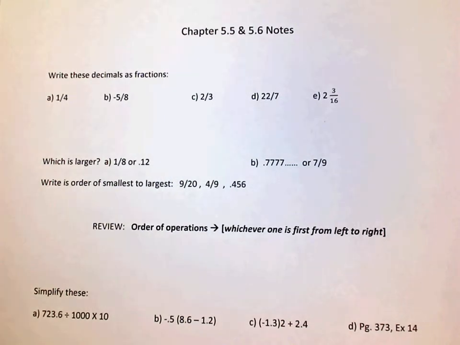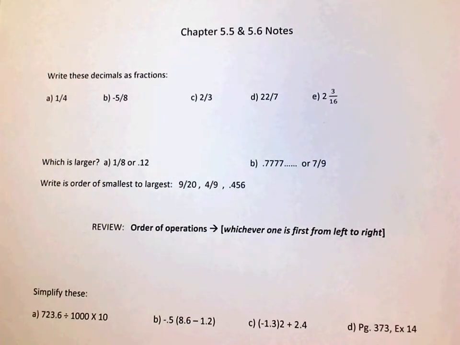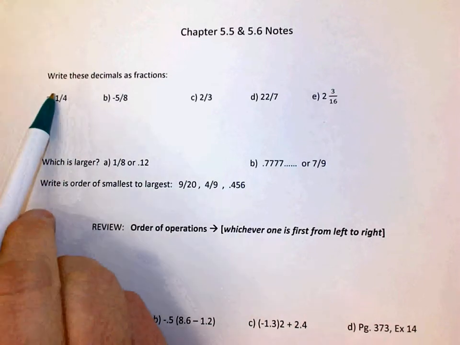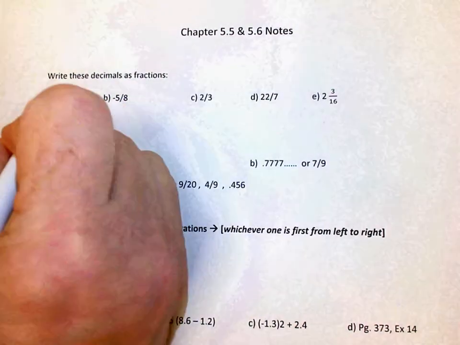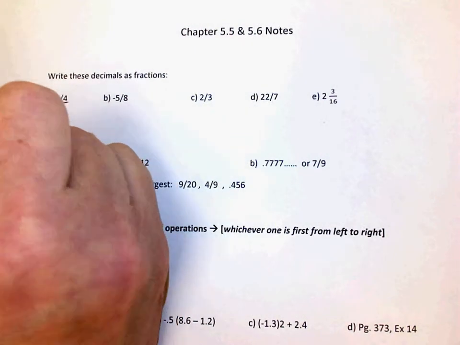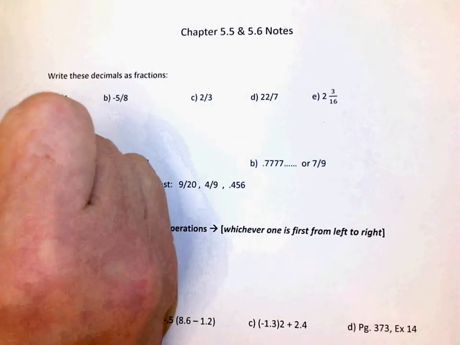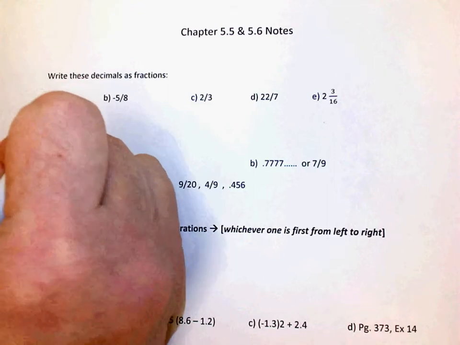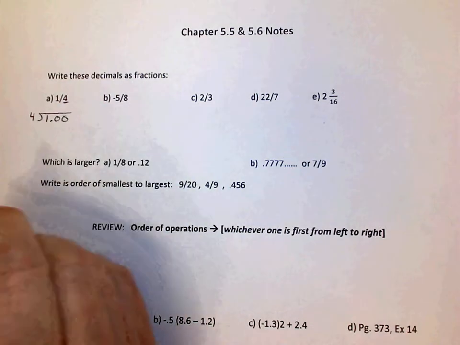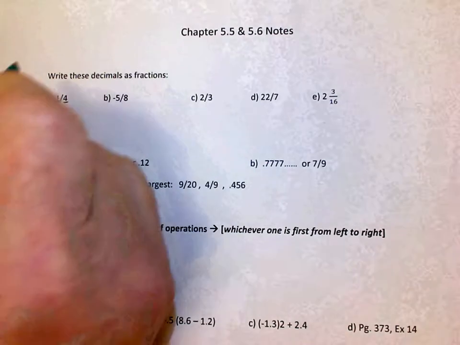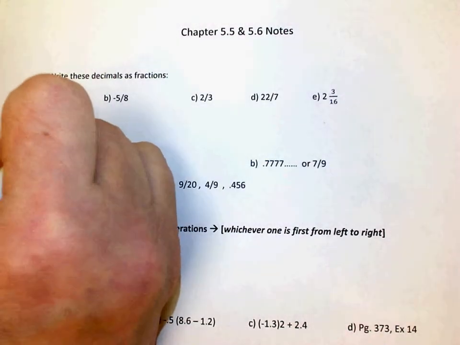Okay, we're at the end of chapter 5. So, writing these decimals as fractions. Remember, this is our divisor. It comes first when we do long division. So we put 1, and then I'm just going to put 0.00. And remember, we have to bring our decimal up.